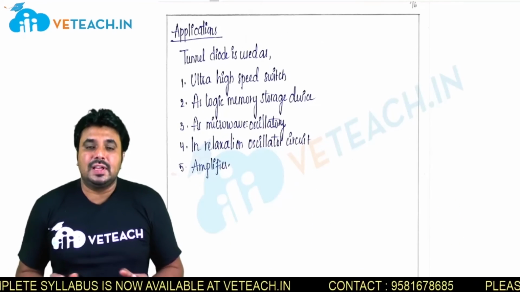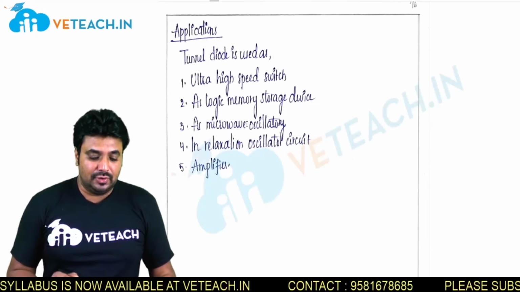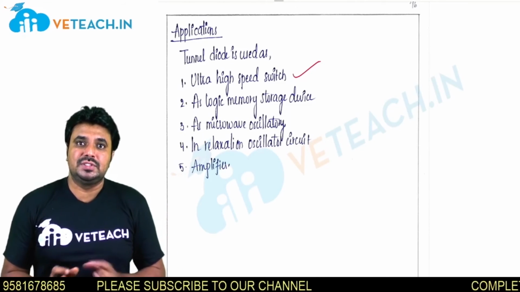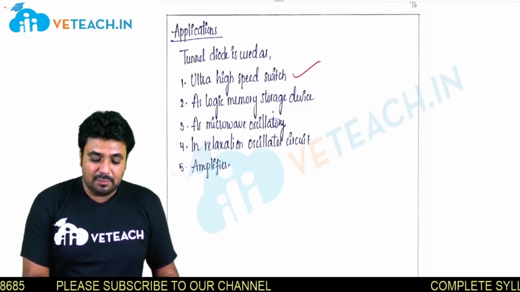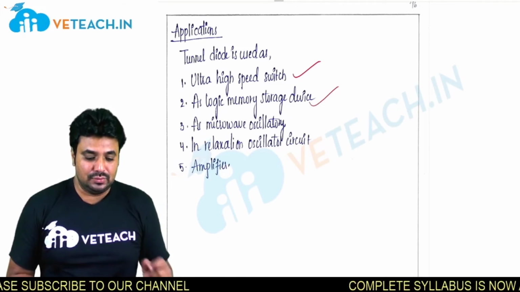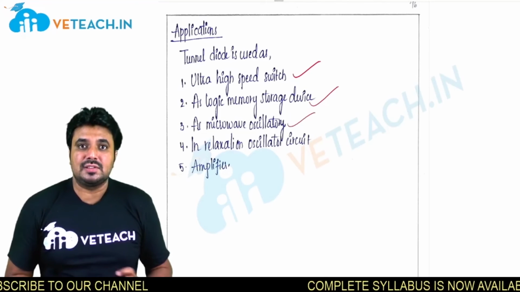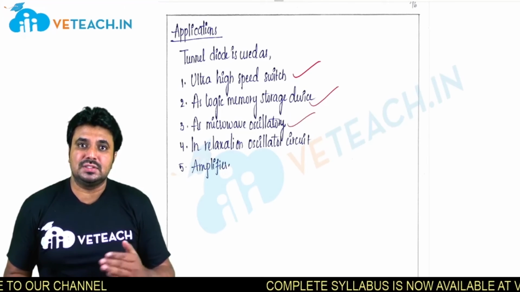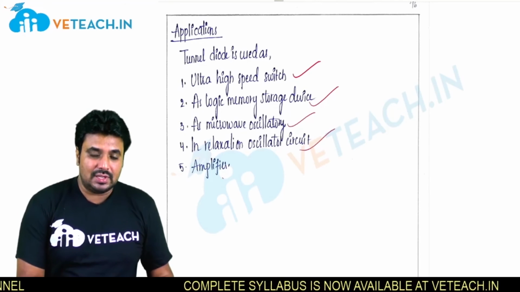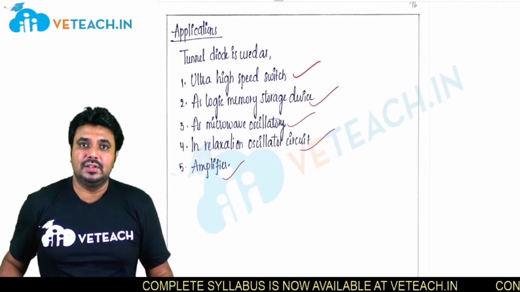The tunnel diode has several applications. It is used as an ultra high speed switch. It is used for high-speed switching, as logic memory storage devices, that is, 0 or 1 storing devices. It is also used as a microwave oscillator to generate oscillations, in relaxation oscillator circuits, and in amplifiers.